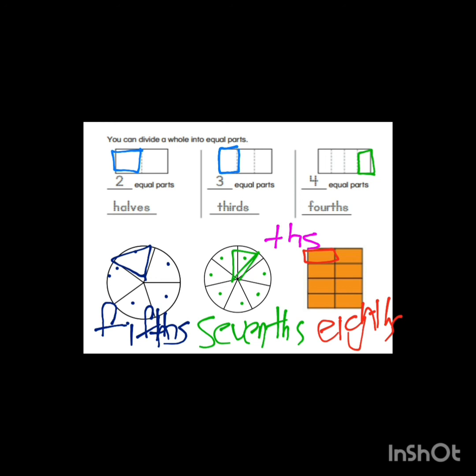Just if I have 2, I will say halves, 3 thirds, but the others are almost the same. We'll say fourths, fifths, sevenths, eighths, and so on.